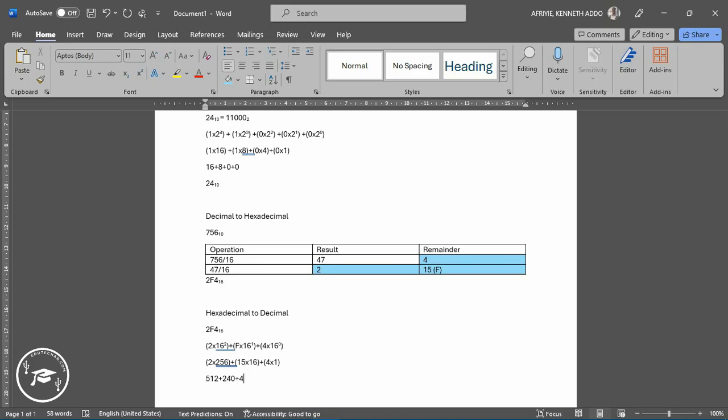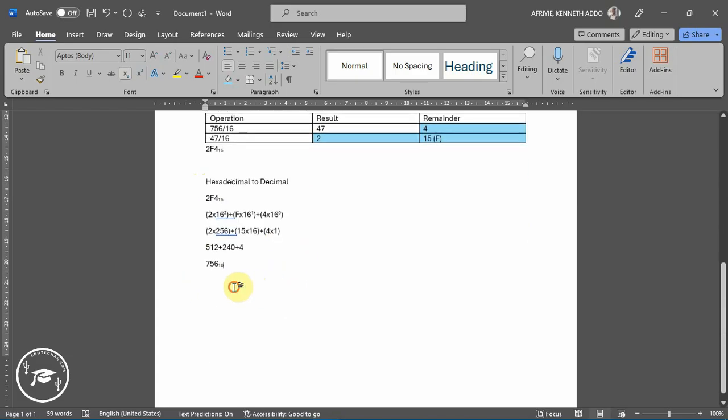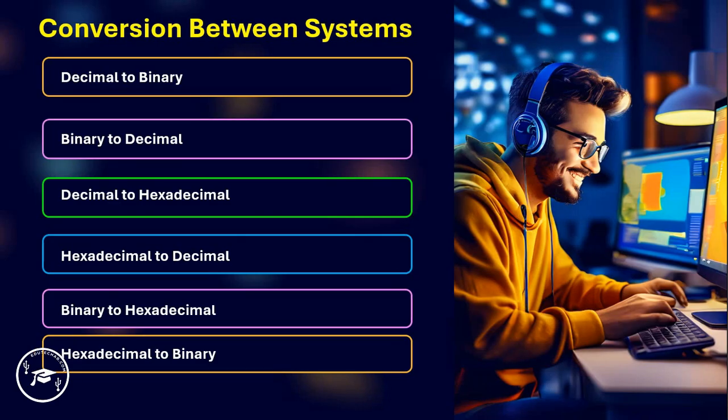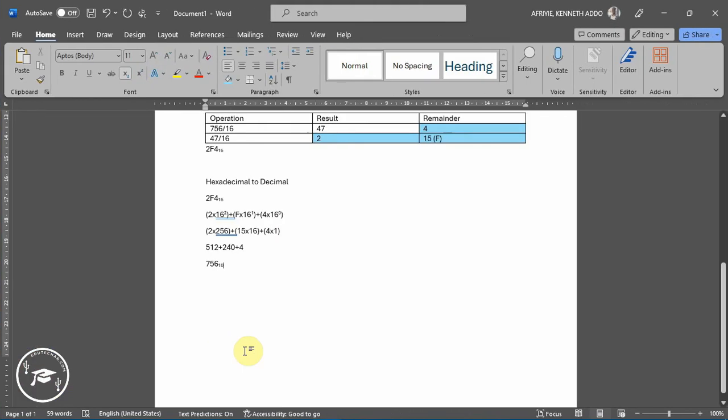So we get 756, as we had here, which is supposed to be in base 10. Great. So here we've been able to change decimal to hexadecimal. Then we've been able to change back the hexadecimal to decimal. Great. So in our next lesson, we are going to look at binary to hexadecimal, then hexadecimal to binary.